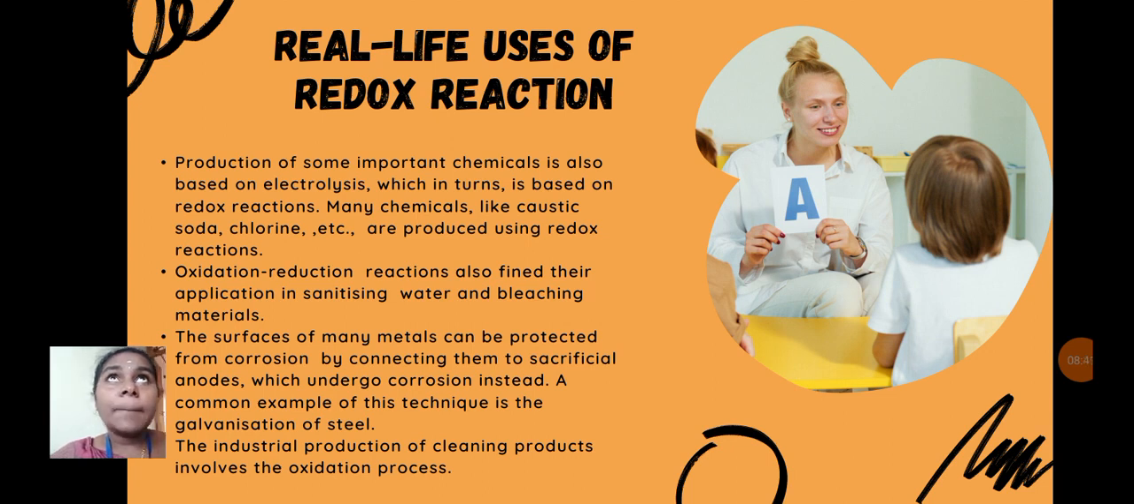We apply redox reactions in real life in bleaching powders and also in protection from corrosion, by connecting sacrificial anodes that undergo corrosion instead. A common example technique is galvanization of steel. So these are the real life uses of redox reactions.